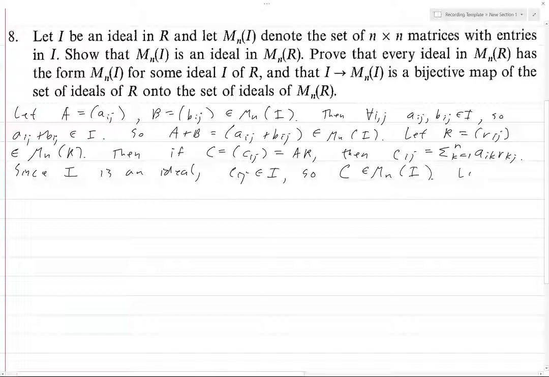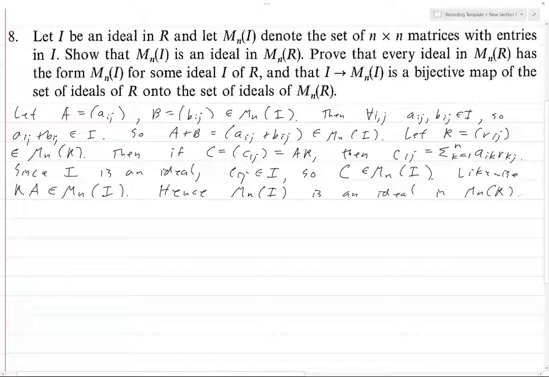And then likewise, RA is in M_n(I). That's just because if you do the multiplication, it'll be the sum from k equals 1 to n of r_ik a_kj, and that's going to be an element of the ideal for the same reason. So hence, M_n(I) is an ideal in M_n(R). Okay, that wasn't quite as bad as I was expecting, partially because I went really quick.